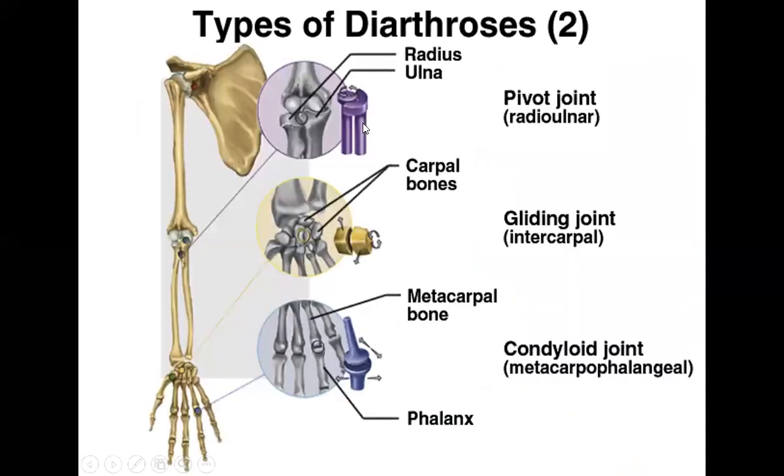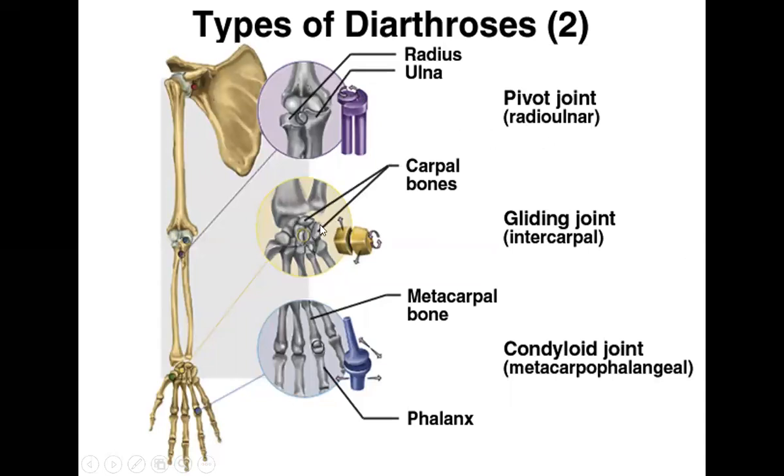Okay. Now here you can see all these joints. There is one more type of joint between the radius and ulna. This is called the radio-ulnar joint. This is an example of the pivot joint. Here you can see this is the pivot joint between the head of the radius and the ulna. The head of the radius will be rotating. So this is called a pivot joint.